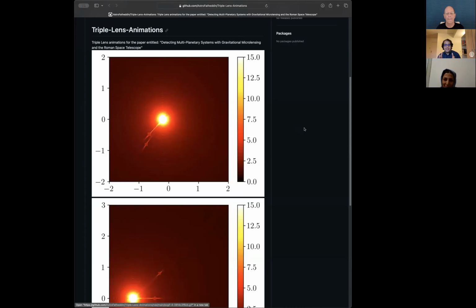We can see from this animation that the two planets are rotating around their host star, and at the same time, the magnification pattern in the magnification map is constantly changing, going through different changes.